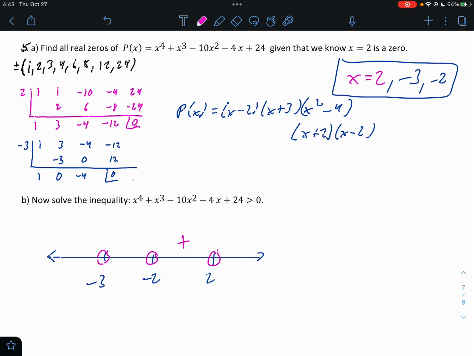As I cross over 2, I'm not going to change signs. As I cross over negative 2, I do change signs. And as I cross over negative 3, I change signs again. So we want greater than or equal to 0. That happens here, here, and here. So my final answers are negative infinity to negative 3, union negative 2 to 2, union 2 to infinity.